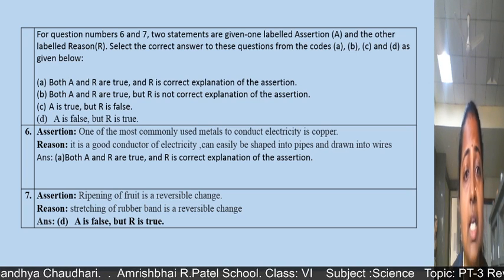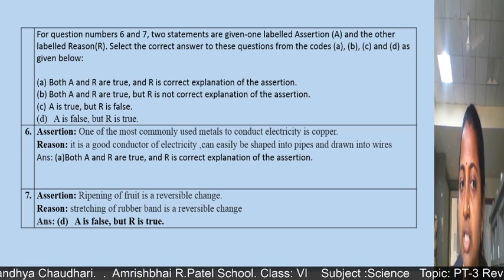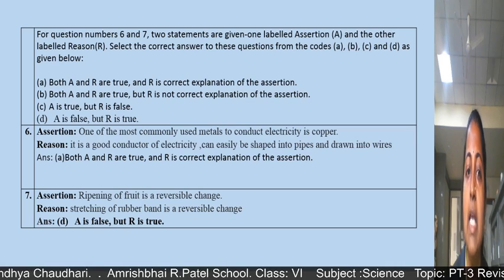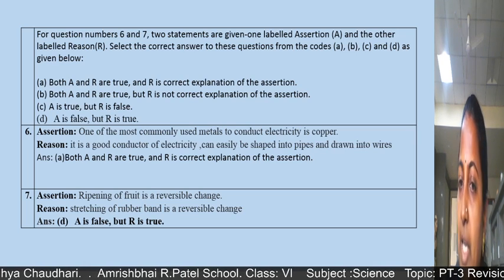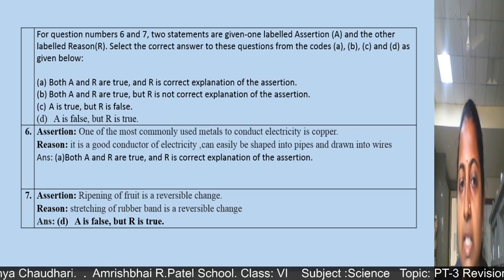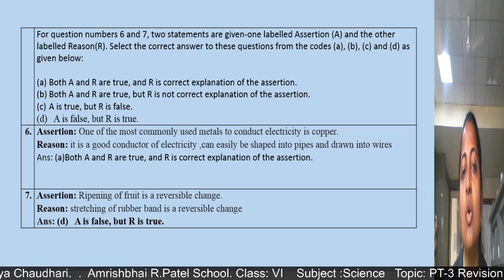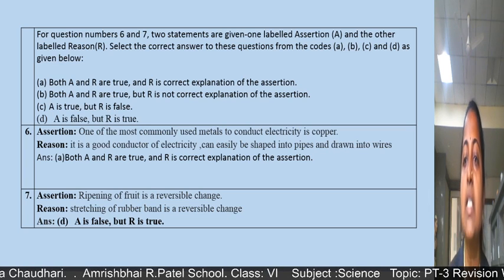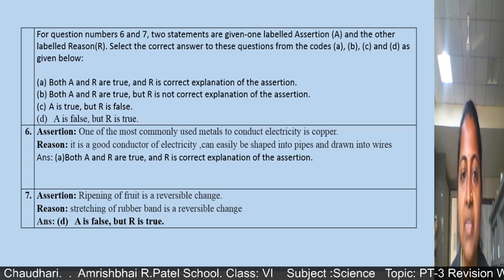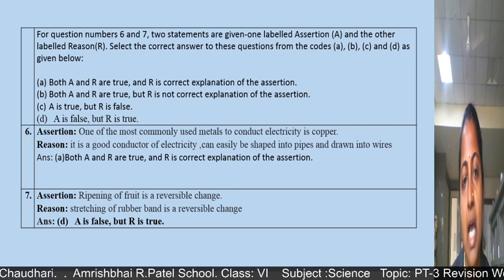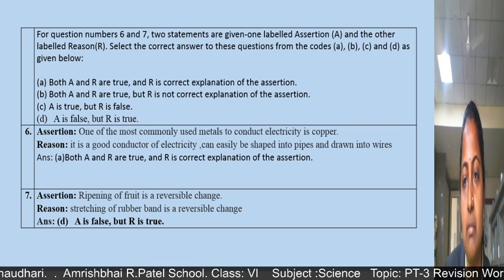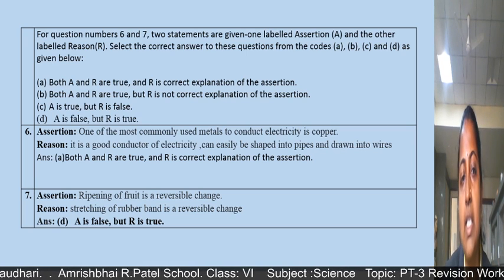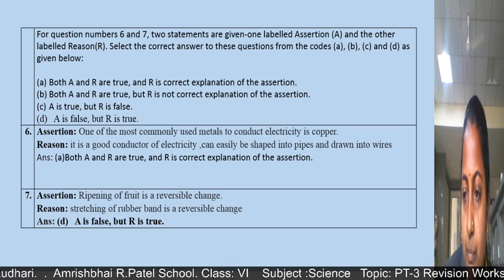Question number 7. Ripening of fruit is a reversible change. This is the assertion, and the reason given is that stretching of a rubber band is a reversible change. So what answer is matching with that? A is false, because ripening of fruit is not a reversible change. It is an irreversible chemical change. So A is false and R is true. So that is matching. Write option as well as answer. Option is D and the answer is A is false and R is true.